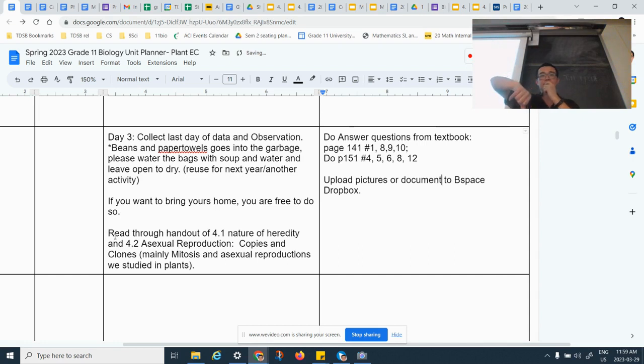Let's please wash the bags with soap and water. I meant wash the bag with soap and water. This is what happens when you use autocorrect but don't proofread.